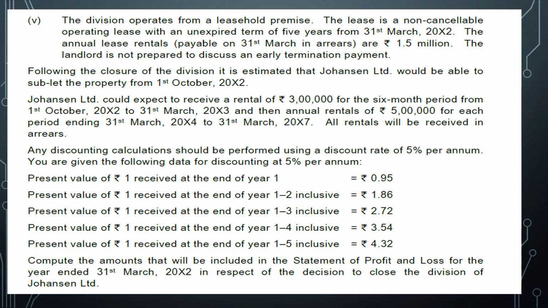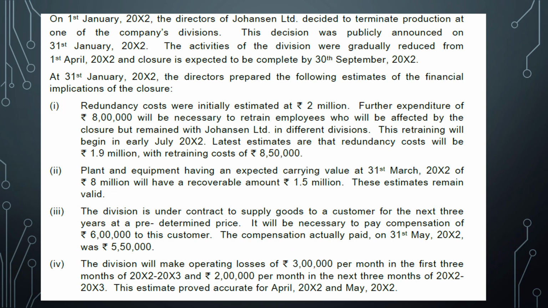So the PV factor for 5% is given. Compute the amount that will be included in the statement of P&L for the year ended 31st March 2022 in respect of the decision to close the division of Johansson Limited. Nice question. Lot of chances for 10 marks, like how you got Ind AS for the question in your November 24. So do check it out.